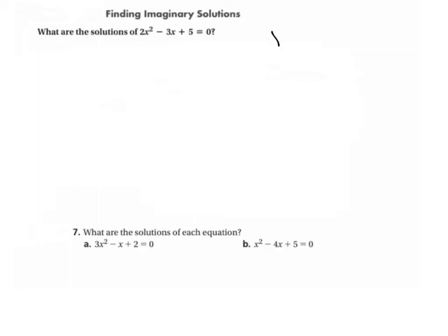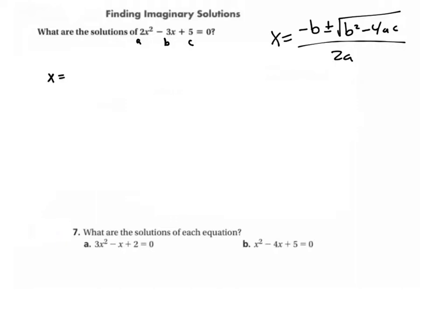And if you've forgotten the quadratic formula, it's x equals negative b plus or minus the square root of b squared minus 4ac, all of this over 2a. And so with this, we're looking at taking our a value, our b value, and our c value and plugging it in and seeing what happens. So that means we've got x equals 3 plus or minus the square root of 3 squared minus 4 times 2 times 5, all of this over 2 times 2. And then we know we simplify it down.